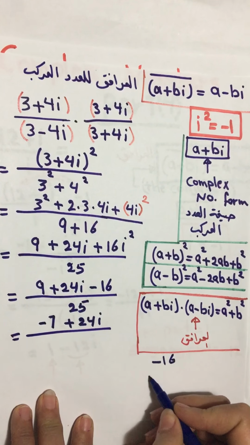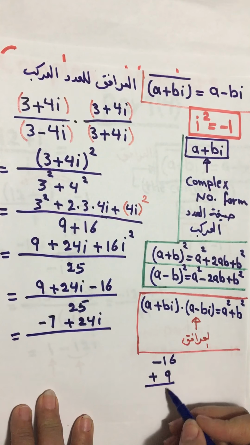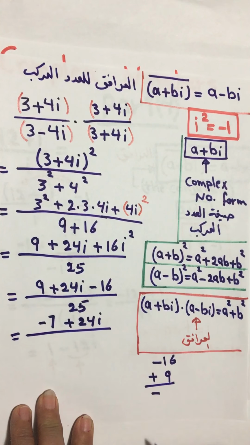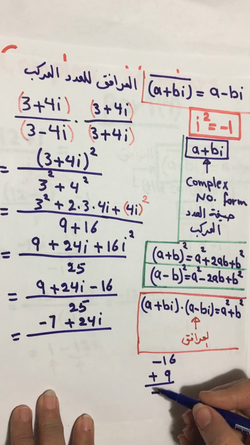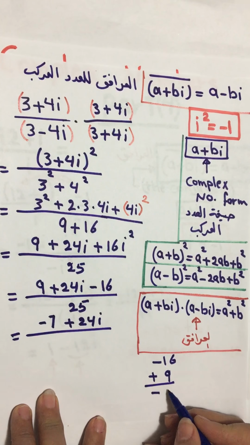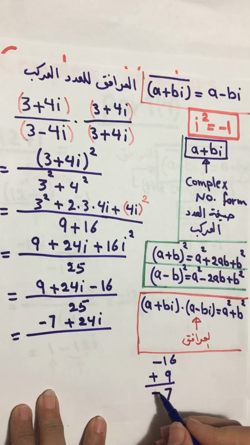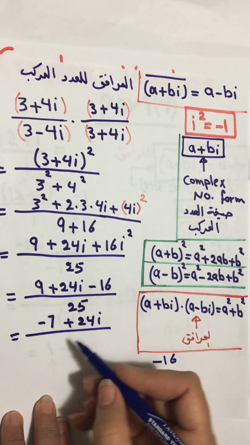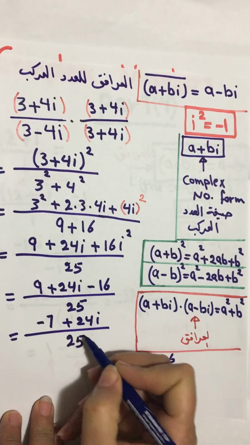Negative 16 plus 9: I'm going to subtract and keep the sign of the larger number, over 25.